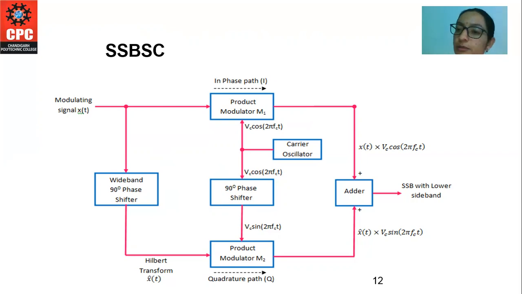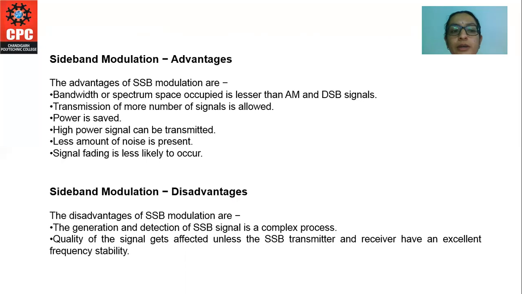After that, the signal is provided to the product modulator M2. Here again, a 90-degree phase shifted signal from the carrier oscillator is provided, and both the signals get added by the adder. And we get an SSB signal with only one sideband, the lower or upper sideband. I hope this diagram will be easily understandable to you all.